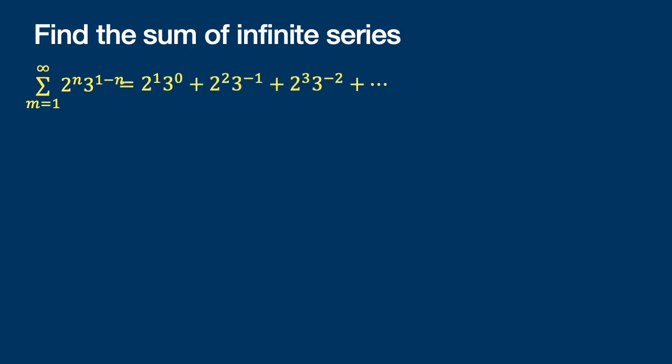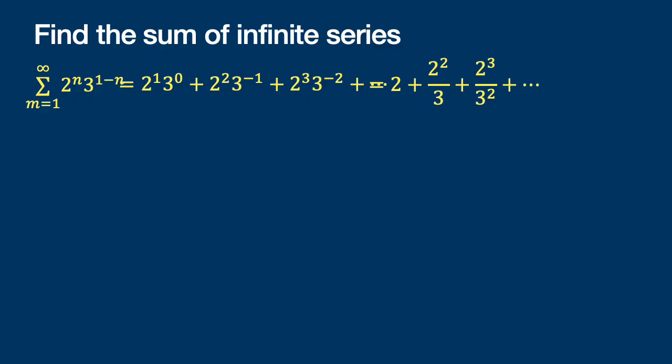2 to the 1's power, 3 to the 0. Second term, n is 2: 2 squared, 3 to the minus 1. n equals 3: 2 cubed, 3 to the negative 2. So now the power is negative, that's going to be a fraction. So we write this one: 2 over 3 to the 0 is 1, 2 squared over 3, 2 cubed over 3 squared.